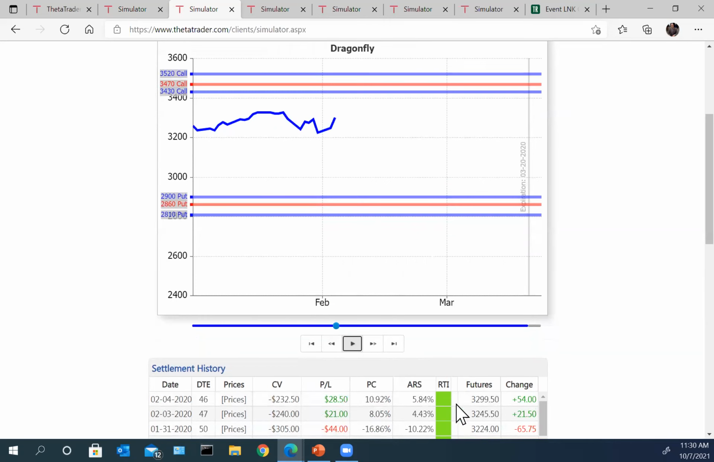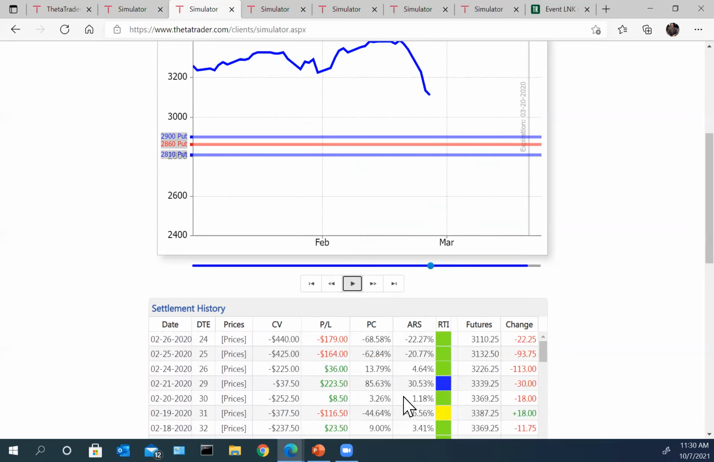So far so good. It's all green. The trade is turning, the P&L is turning profitable. It's green. Turns yellow, a little bit of elevated risk. And then it turns blue. So that's take profits. You have an opportunity to automatically take profits on that day.